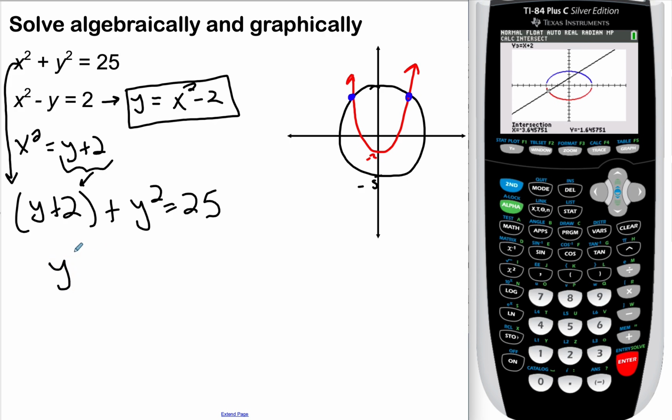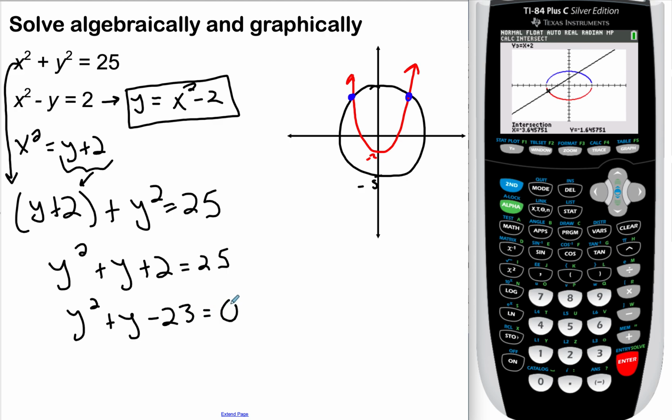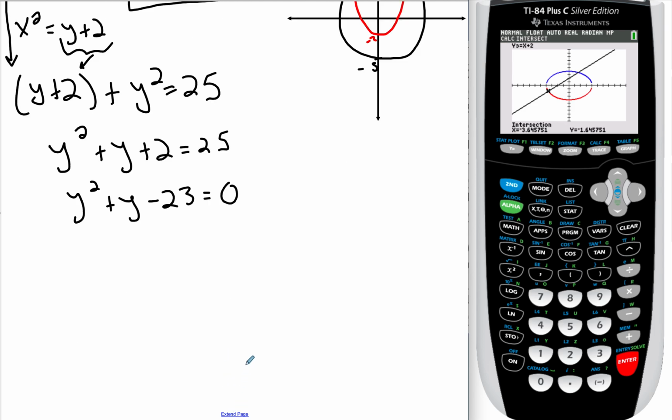All right, now I combine like terms: y squared plus y plus 2 equals 25. I make the right-hand side equal to 0, and this is what I got. Now I can tell right away it's not going to be factorable, because finding two numbers that multiply to 23 is pretty tough, given that 23 and 1 make 23. So I'm going to have to go in, and again, use the quadratic formula.